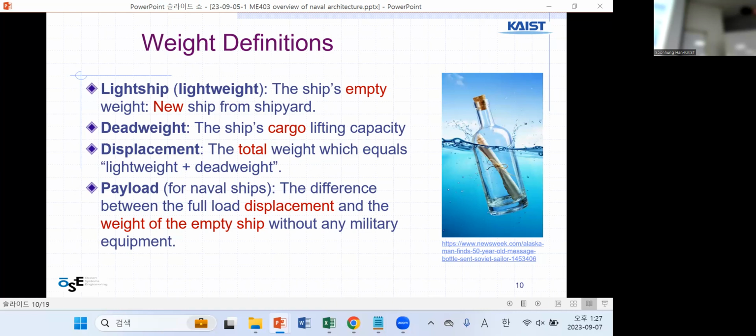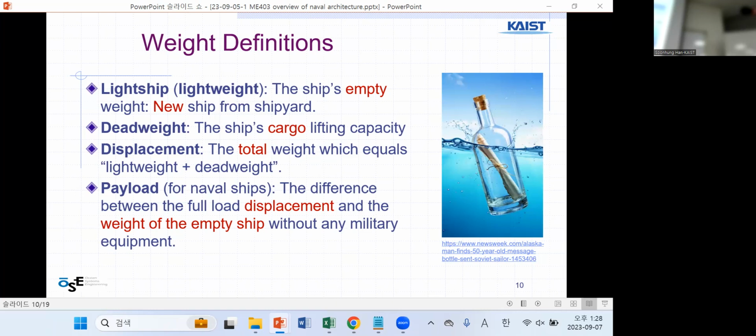Compared to the oil tanker, container ship or bulk carrier, oil carriers, most of the weight goes to cargo rather than ship weight. But for the Navy ship or the cruise ship, the fluctuating cargo weight is smaller compared to the ship.